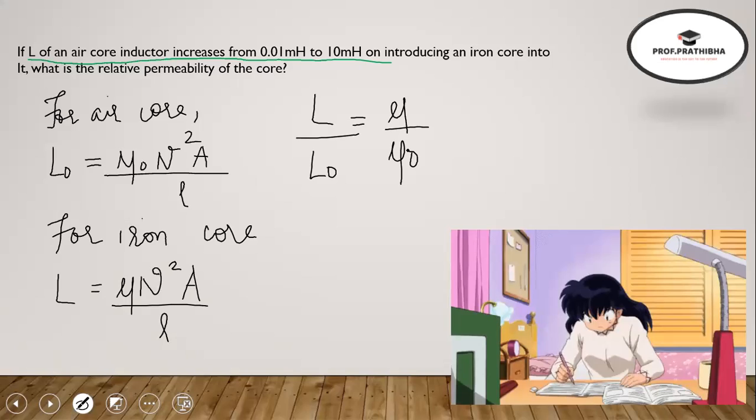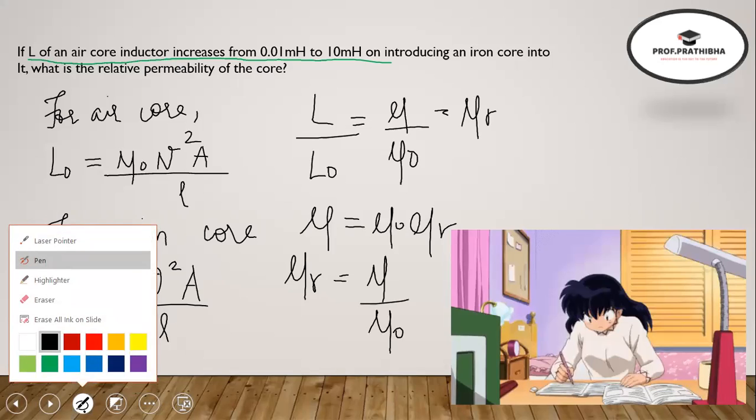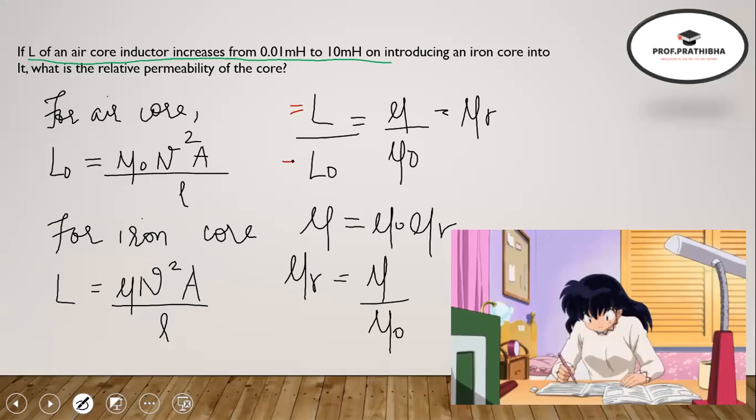Now, what is mu equal to? Mu is equal to mu naught into mu r. So mu r is nothing but mu upon mu naught. This means this is mu r. What is the value of L given here? You know the values of L and L naught, it is increasing from 0.01 millihenry, so L upon L naught is 10 millihenry upon 10 raised to minus 2. So what is the answer for mu r? What answer are you getting?